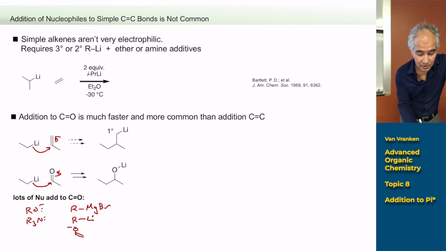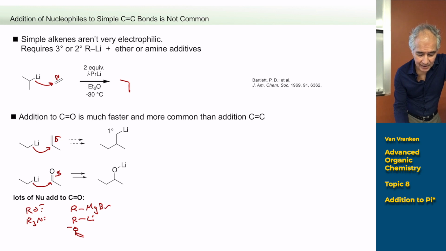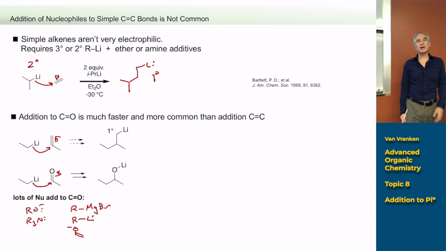You just want to make sure that you're trying to go downhill in energy instead of uphill in energy. So later we're going to talk about the relative stability of alkyllithiums. Tertiary and secondary alkyllithiums can add to alkenes under certain conditions as long as you make a more stable alkyllithium. You can't go uphill in energy. And so in this case, you can go from a secondary alkyllithium to a primary alkyllithium. That's favorable, and you can do those reactions.